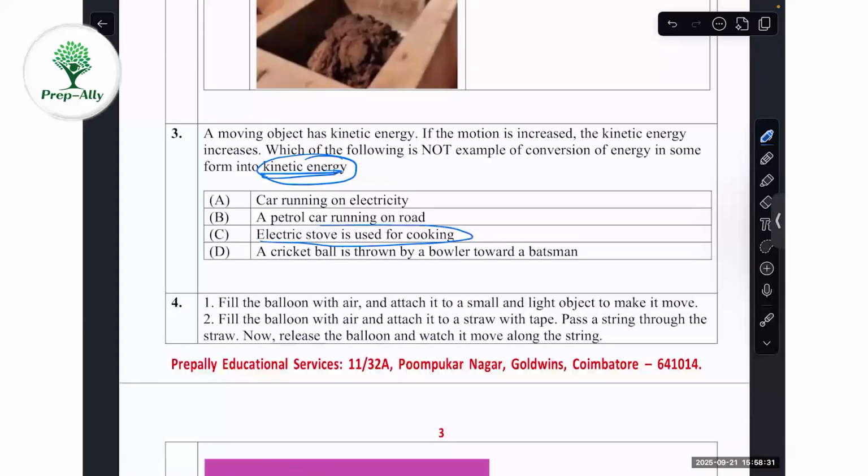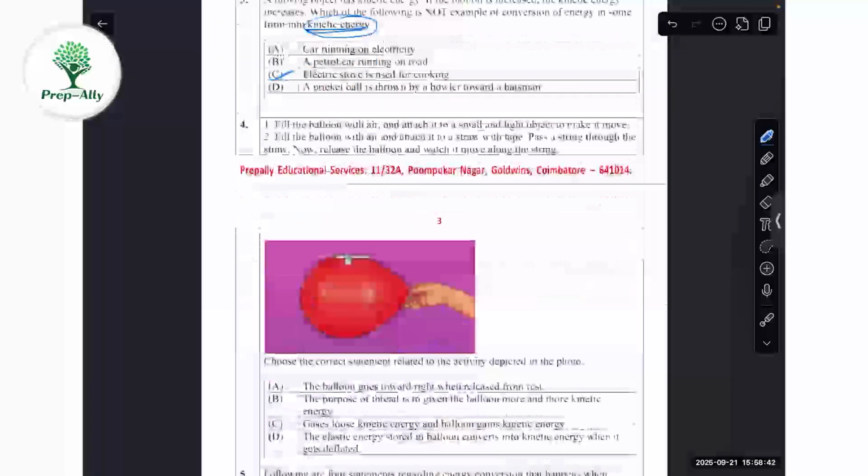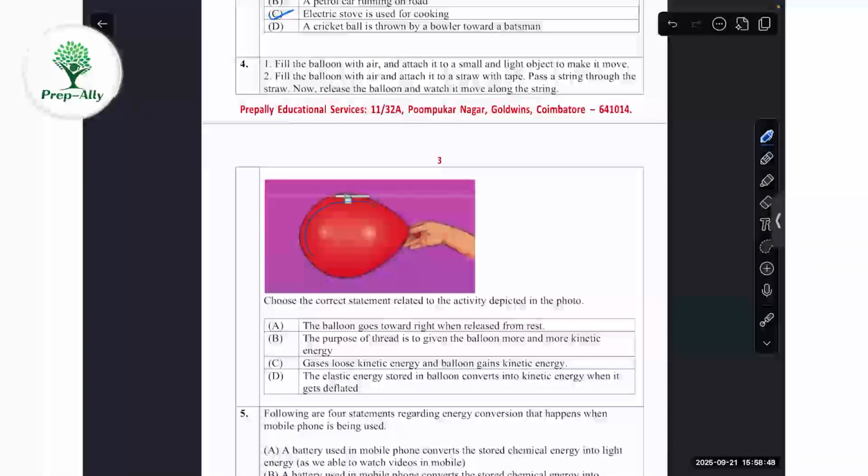Only in option C, for cooking alone, finally it's not kinetic energy, because finally the rice molecules are not getting any kinetic energy, it's just getting heated up. So C will be the answer for this one also. So if you fill a balloon with air and release this, choose the correct statement.